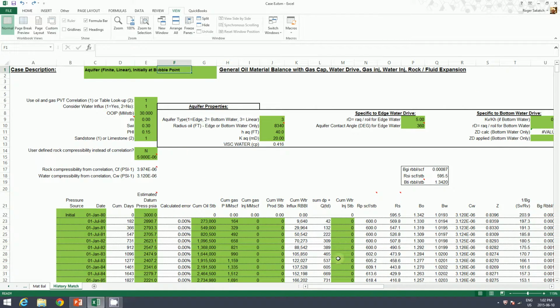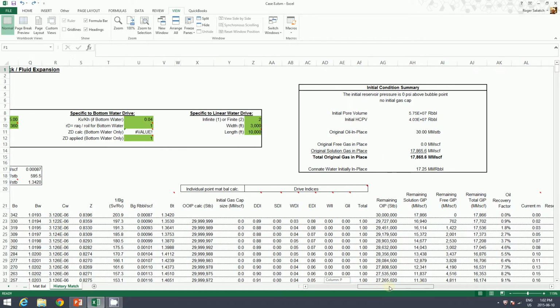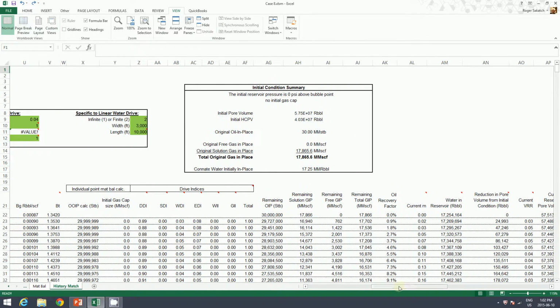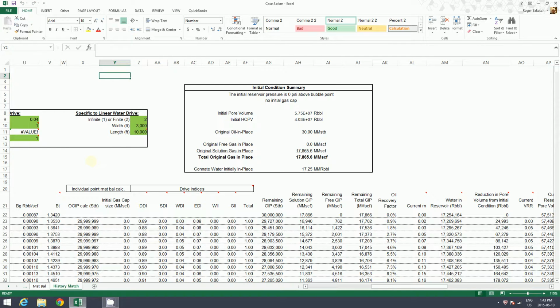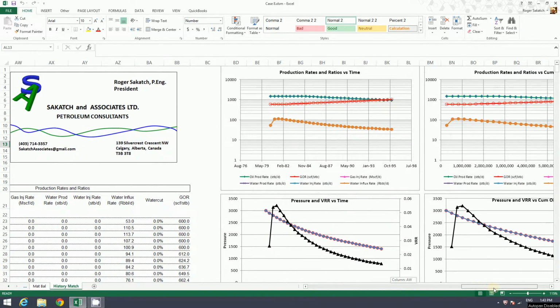Okay, so let's take a look over to the right here. Again, here's the results of what we're dealing with. Here's the initial pore volumes, hydrocarbon pore volumes that are reported, the original oil in place. Again, no initial gas cap, but just a solution gas volume of about 17.8 BCF. And so now that we have everything calculated, we can just proceed off to the right and take a look at some of the resulting graphs.